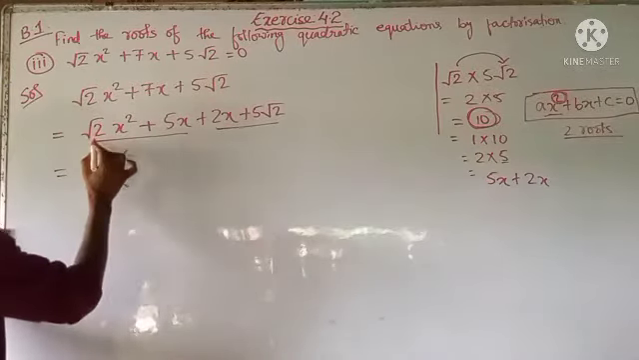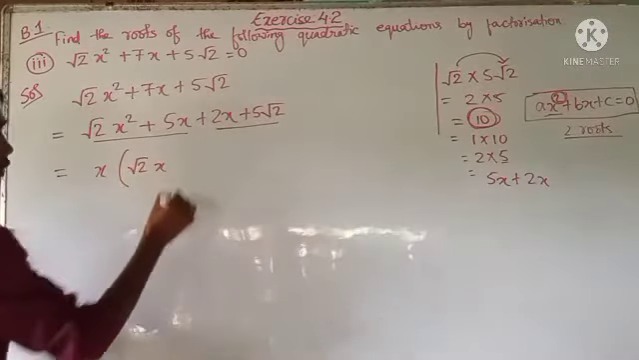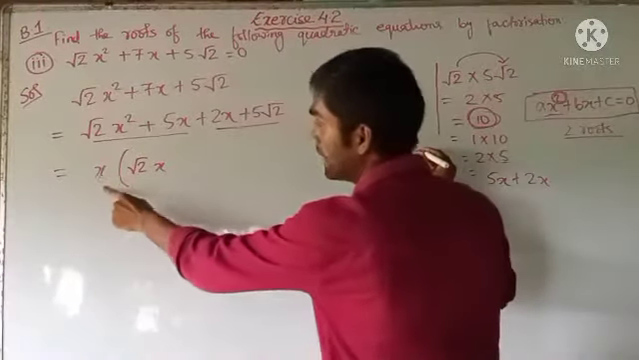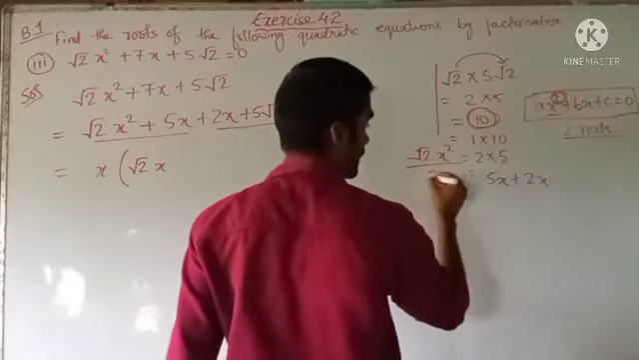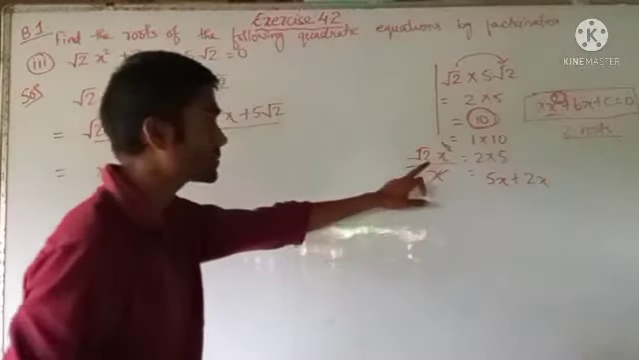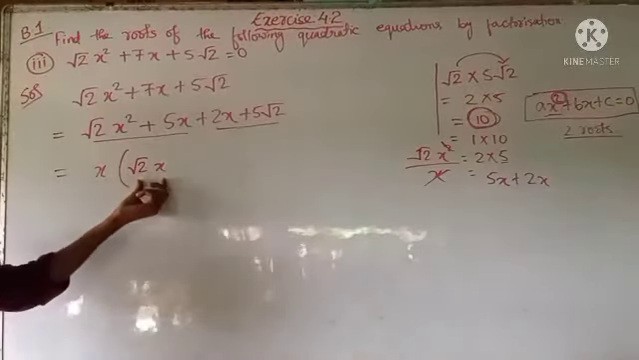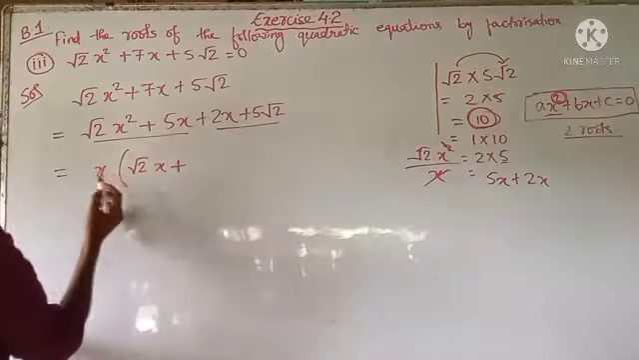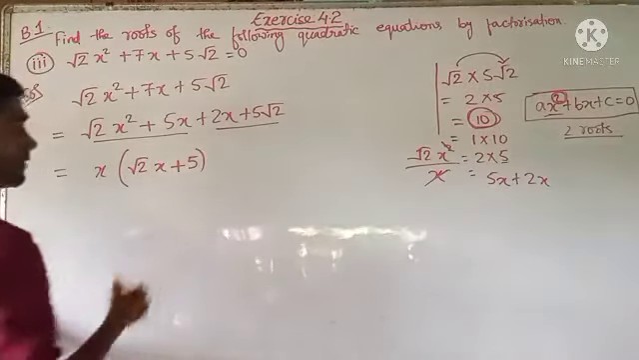Now what is left when we take x common from here? That is root 2 x. You can obtain it by dividing root 2 x square by x. The x and x will be cancelled from the numerator. So root 2 x is left, that we wrote here, that is root 2 x plus, from 5x, if we take x as common, 5 will be left.